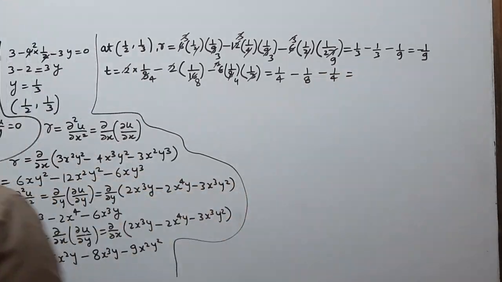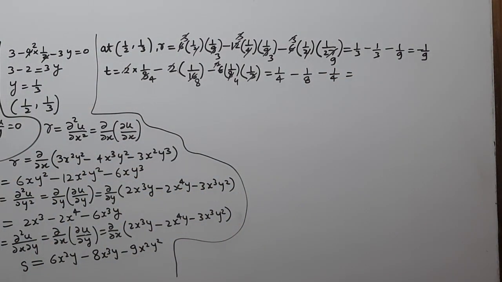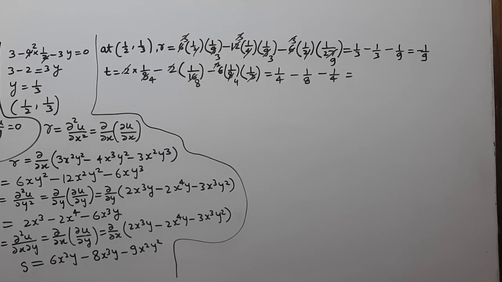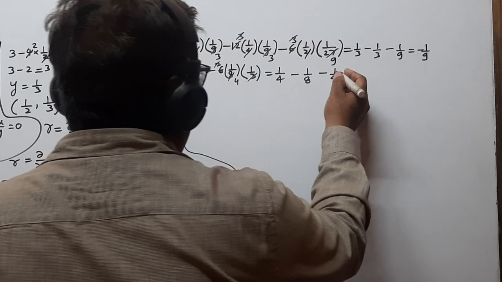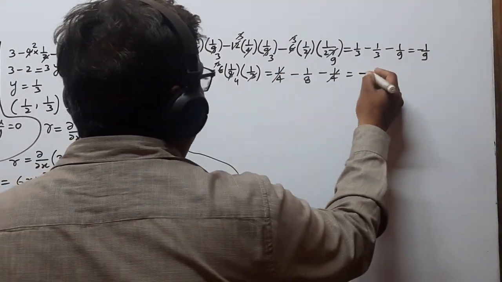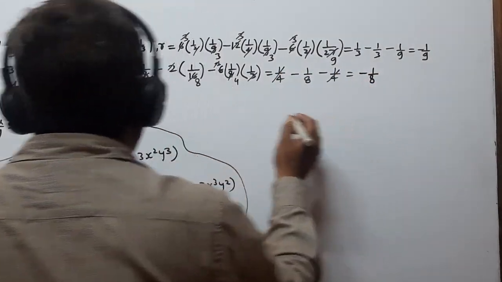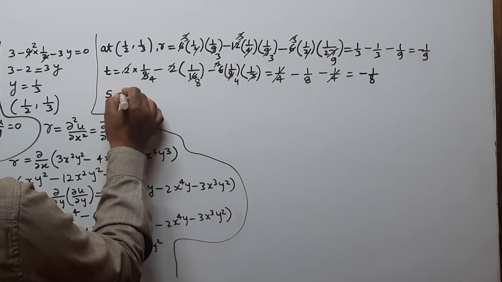So here you can see t is, now you can see here this minus 1 by 4 is cancelled out, so this becomes minus 1 by 8. Now we find the value of s.